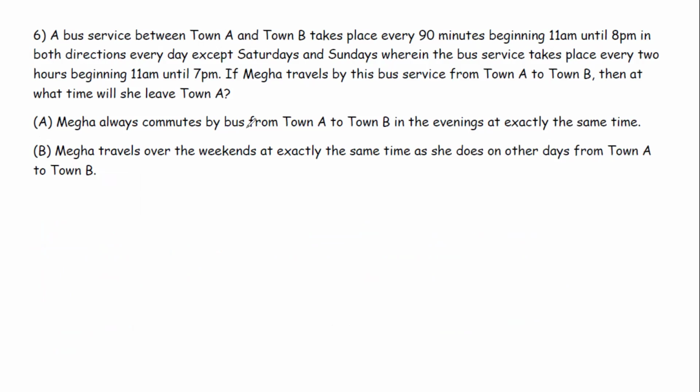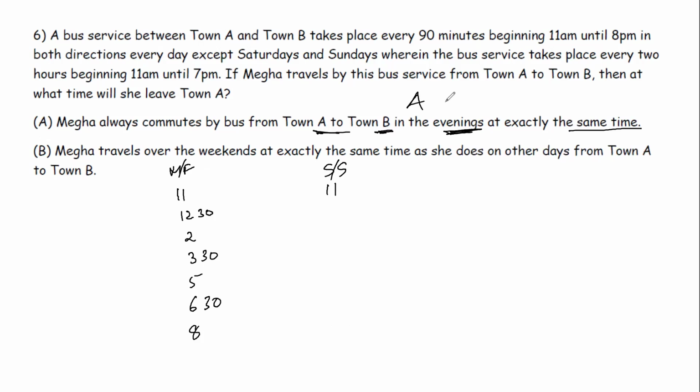So Megha always commutes by bus from town A to town B in the evenings at exactly the same time. So out here, evenings, right? And we have service 11 a.m. and 11 a.m. This is Saturday, Sunday, and this is Monday to Friday. So this one is every 90 minutes. So we have 12:30, 2 o'clock, 3:30, 5 o'clock, 6:30, 8 o'clock, both the directions. But we are only looking from town A to town B. So we're looking at A, B, C, D, E.